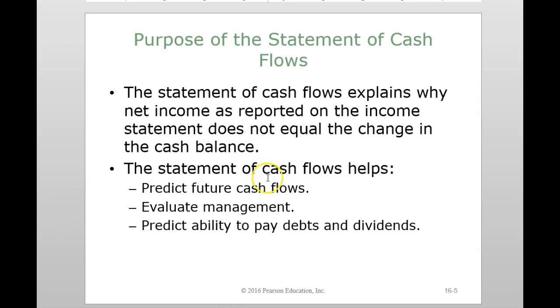So what does it do? It helps predict future cash flows, typically. It helps evaluate management. It tells where the money comes from and how well they've managed the cash. And it does predict the ability to pay debts and dividends. You've heard the phrase cash poor. Land rich and cash poor. Many farmers have all of their money tied up in land and don't have enough cash flow sometimes to continue business, so they have to go out and borrow money to continue farming.